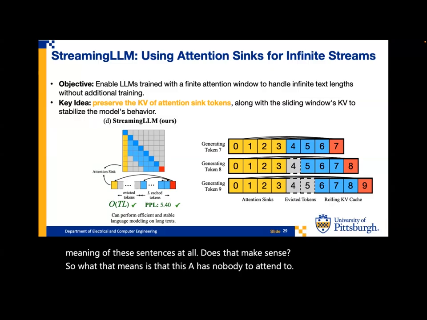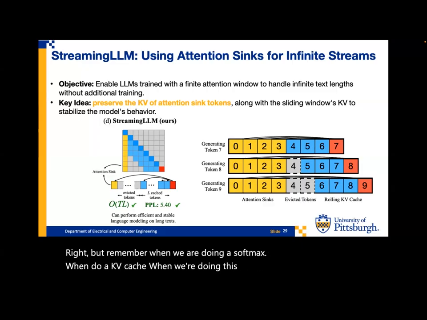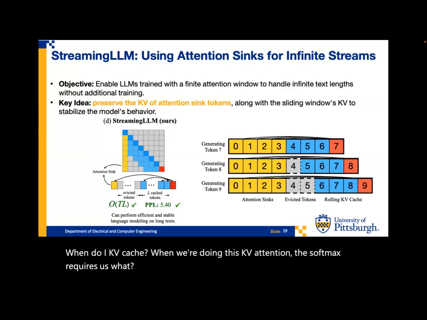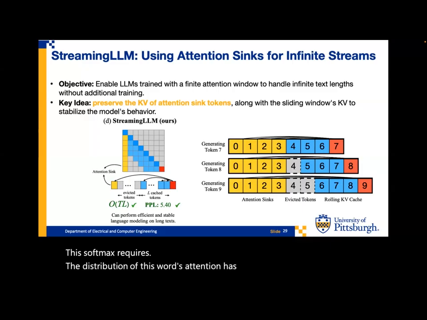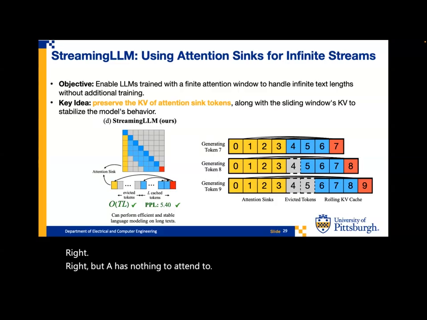But remember, when we are doing a softmax, when we do the KV cache, this KV attention, what does the softmax require? The softmax requires that the distribution of this word's attention has to sum to what? To 1. Right? But "a" has nothing to attend to. So what should the "a" do?